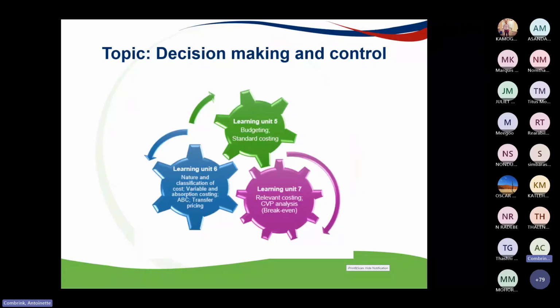Thank you. Okay, so the learning units for test 2 are learning unit 5, learning unit 7, and learning unit 6. Learning unit 5 is budgeting and standard costing. Learning unit 7 is relevant costing and CVP analysis, which includes break even. Then learning unit 6 is nature and classification of cost, variable and absorption costing, ABC, and transfer pricing.